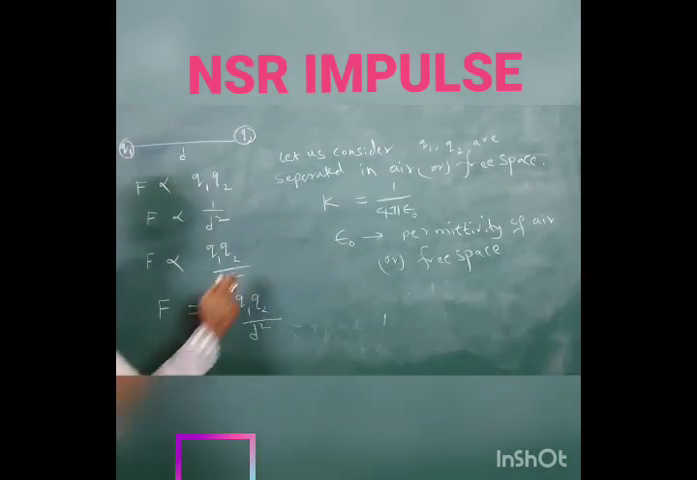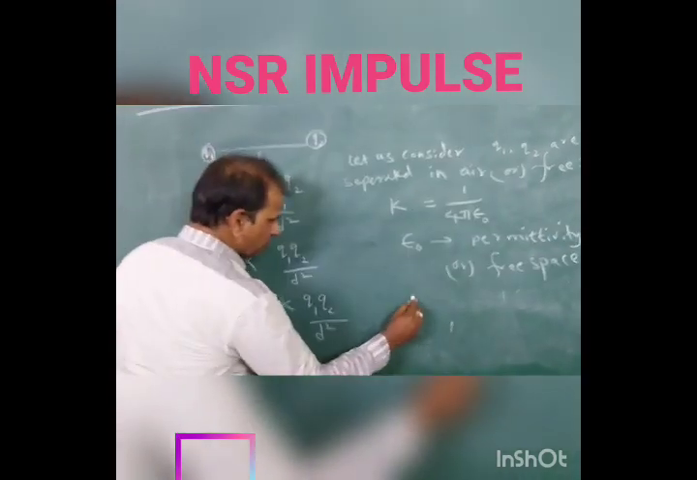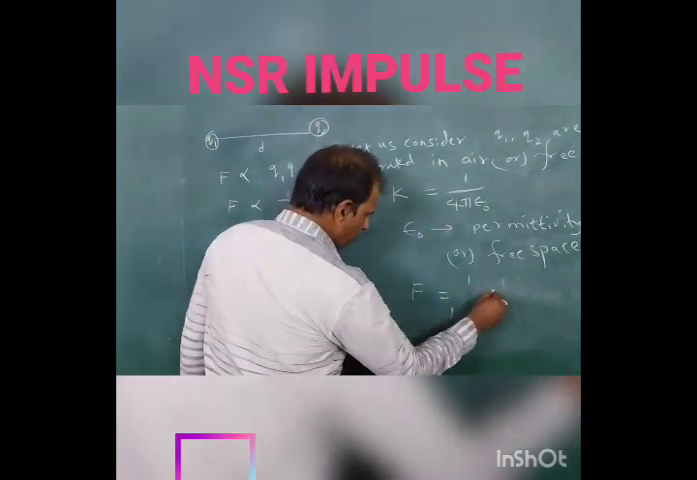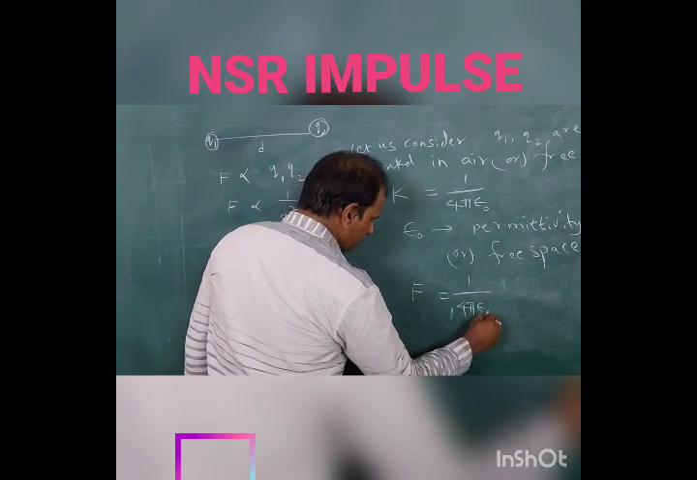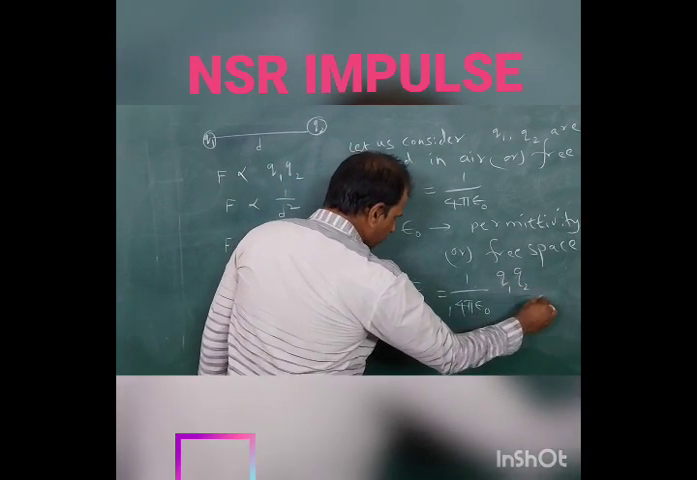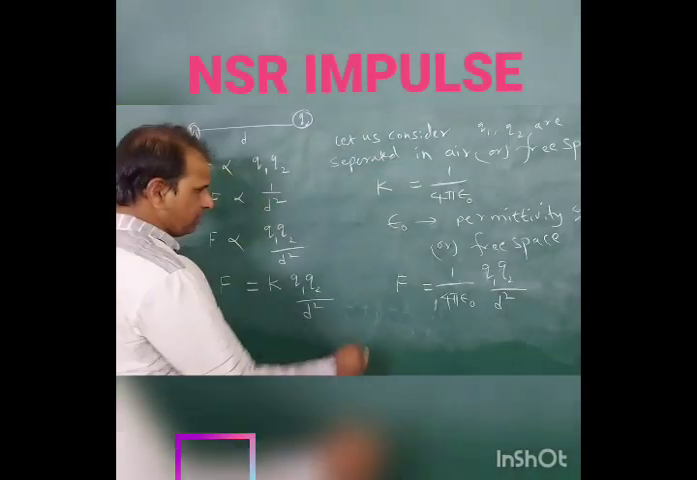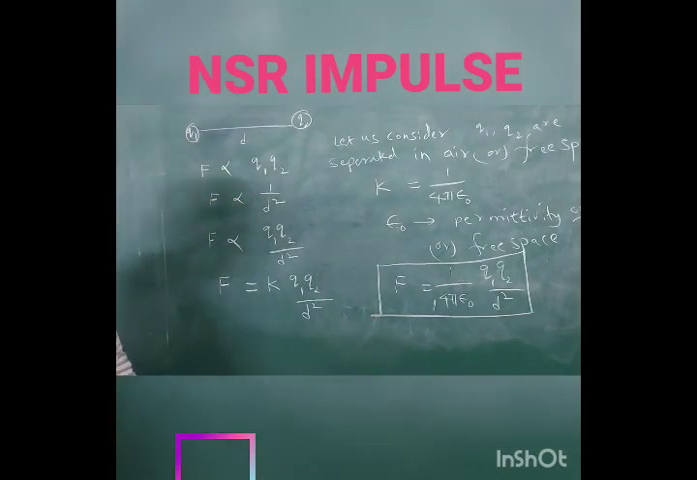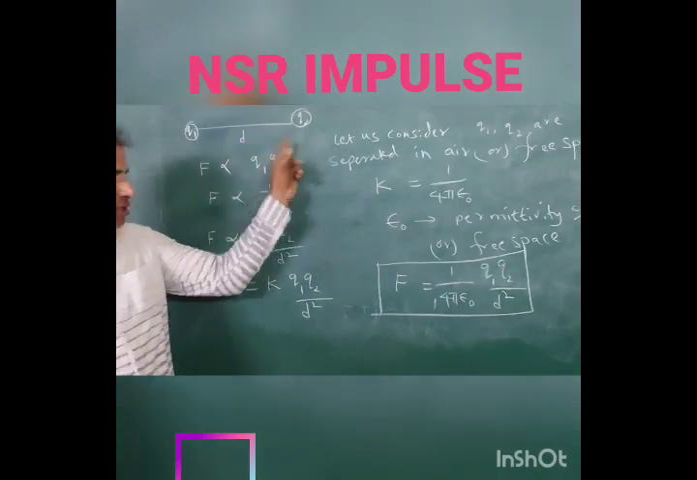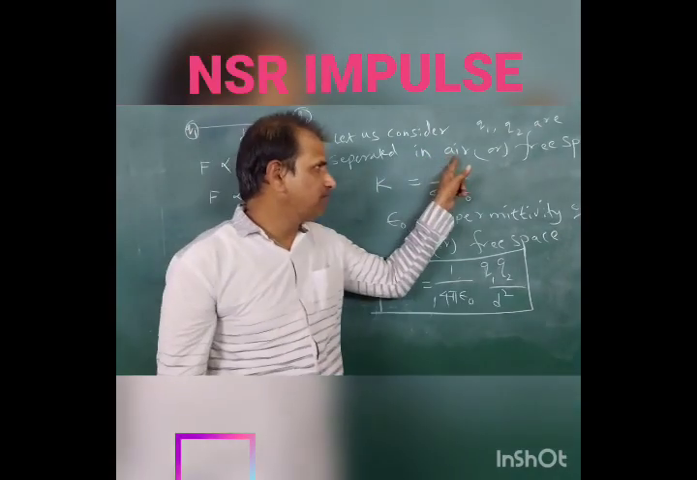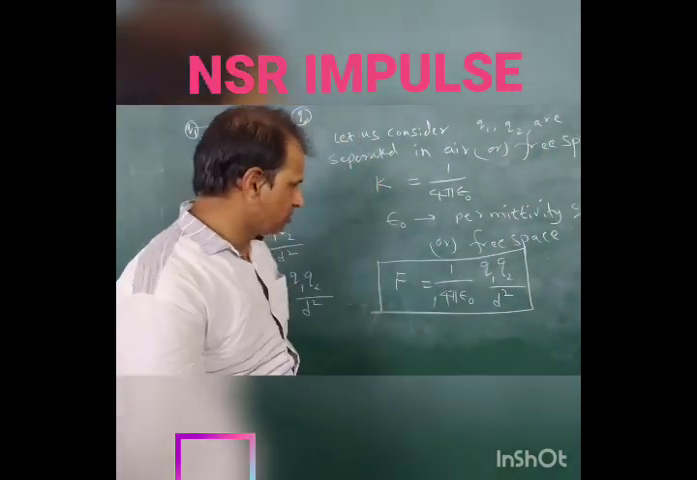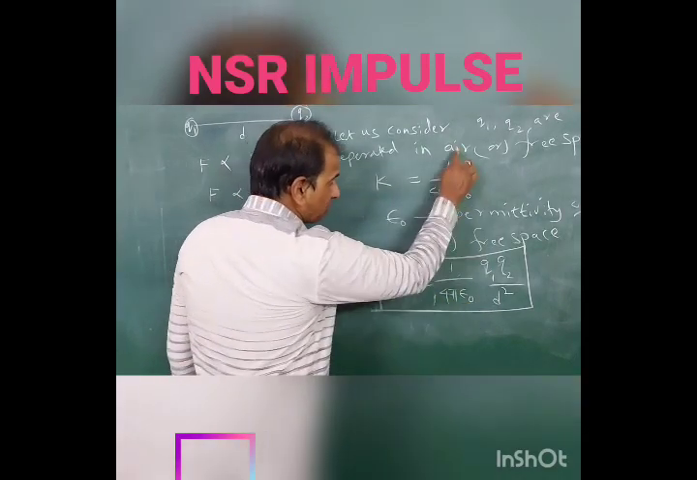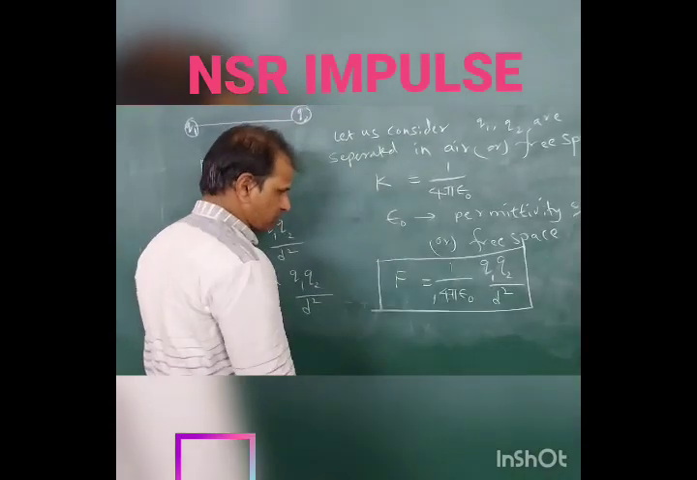Now substitute this k value here. F is equal to, you can write this one as k, 1 by 4 pi epsilon naught Q1 Q2 by d square. This is the force formula between the two charges when both the charges are separated in which medium? Air or free space. That's why epsilon naught can be written like this, because we are saying that both the charges are placed in air or free space.